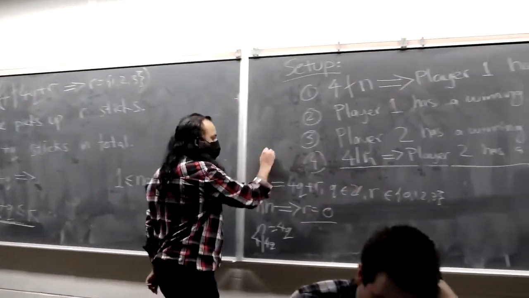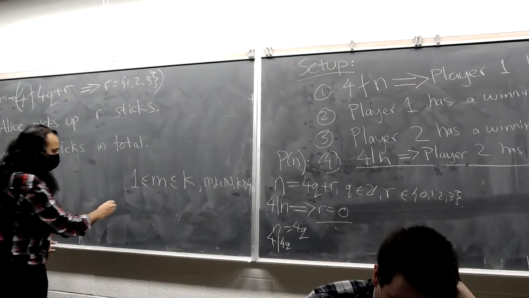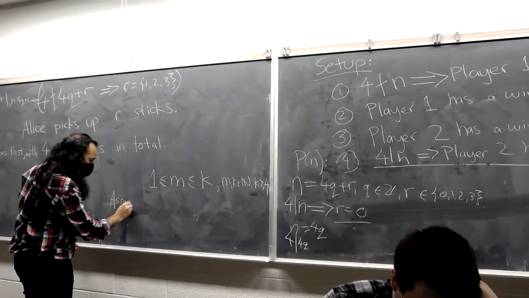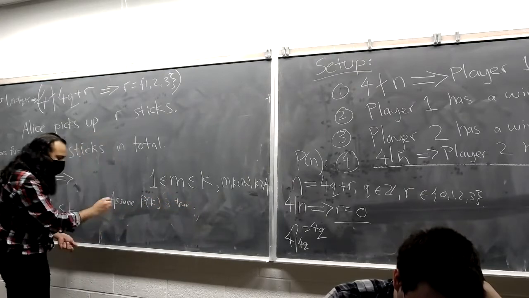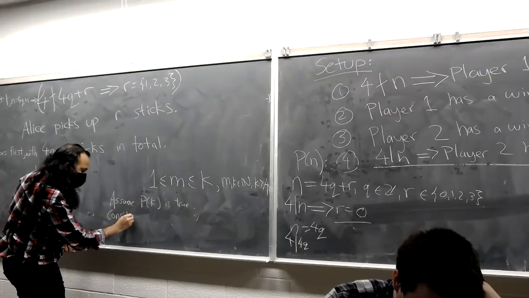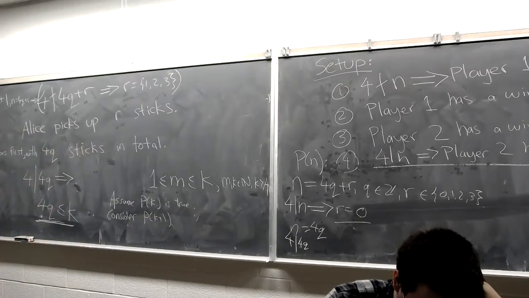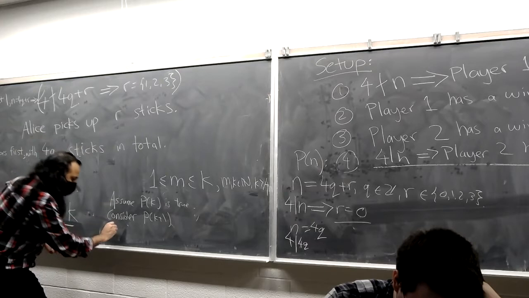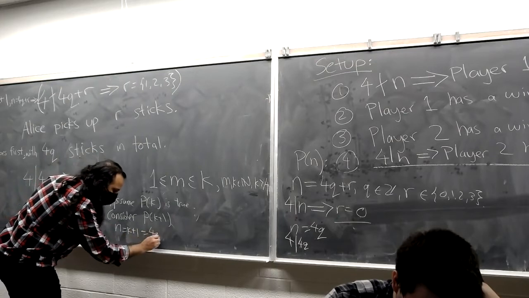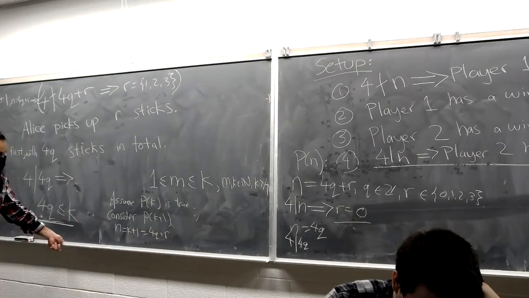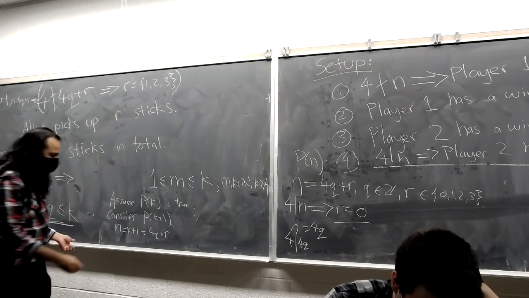So let's call this p of n. In your notes, you can write it down, whatever you had in your notes before. So we assume that p of k is true. That's your inductive hypothesis. And then you want to consider p of k plus 1. Now you have that n equals k plus 1, and n also equals 4q plus r. And you want to prove that if 4 divides n, a bunch of things happen.